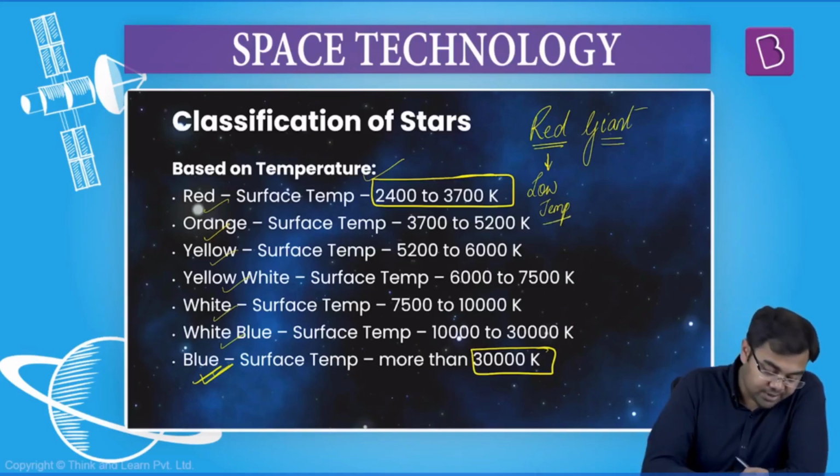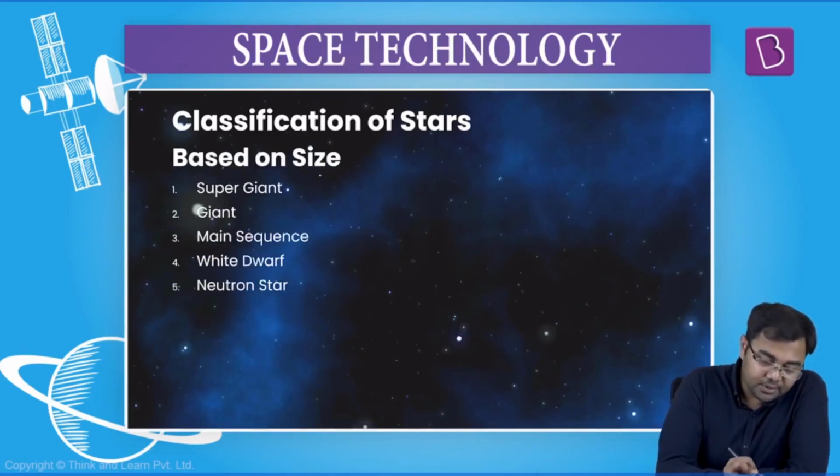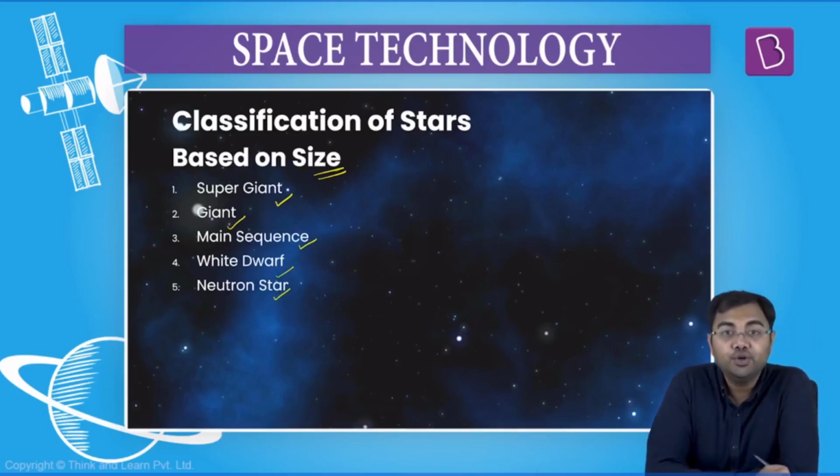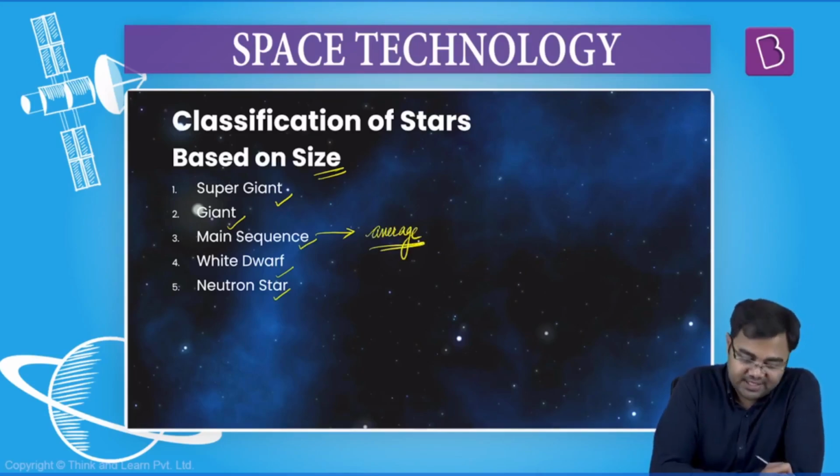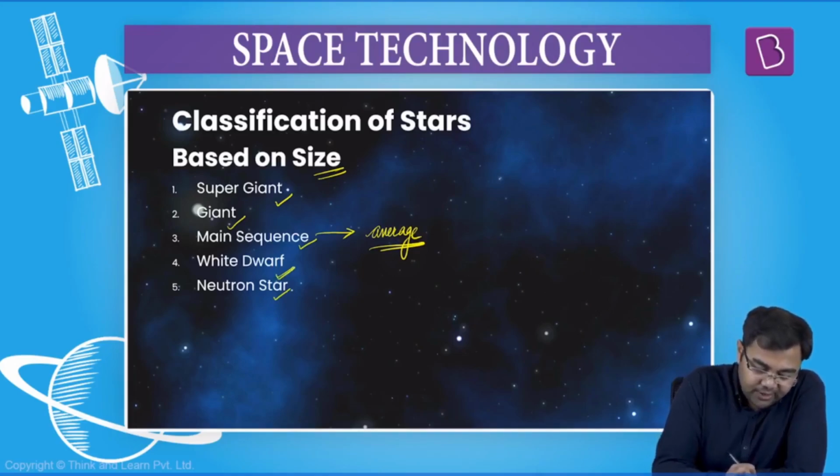Then we have the second term, giant. So giant comes on the basis of size. That you will have super giants, you have giants, you have main sequence stars, you have white dwarf, and you have neutron stars. Main sequence stars are the average size stars. They are average sized stars. Then you have white dwarf and neutron stars, which are the smallest.